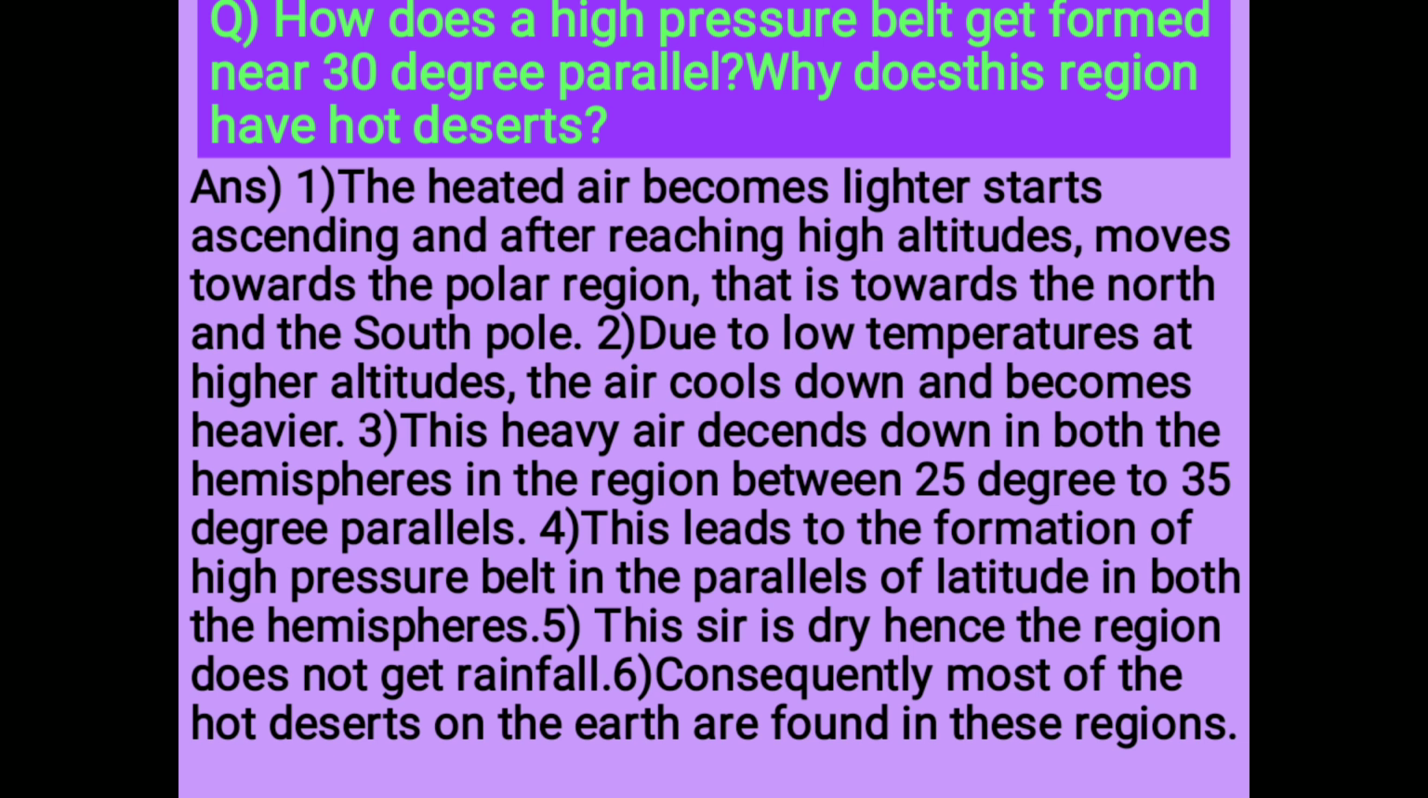Point number 4, this leads to the formation of high pressure belt in the parallel of latitude in both the hemispheres. Point number 5, this air is dry, hence the region does not get rainfall. Point number 6, consequently, most of the hot deserts on the earth are found in these regions.